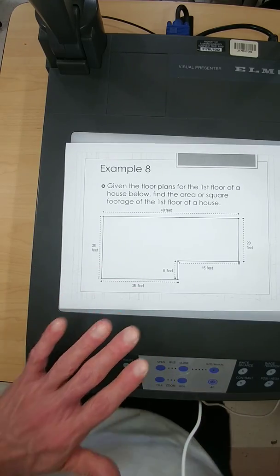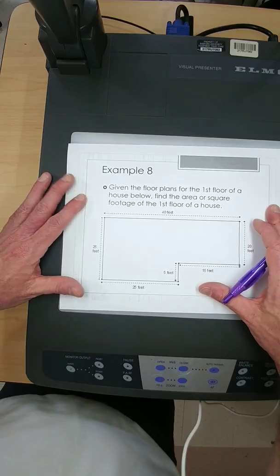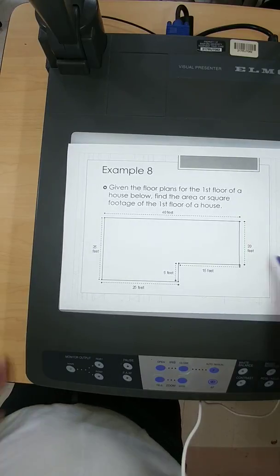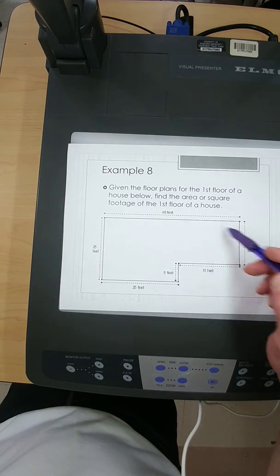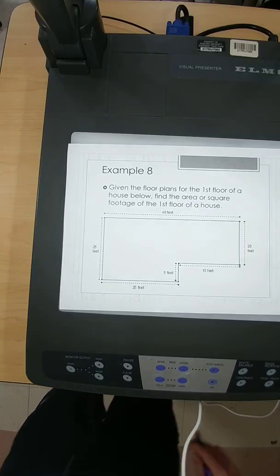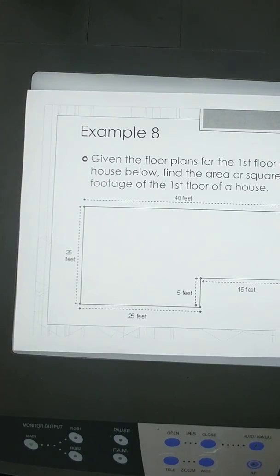Okay, staying with some practical things, like thinking in terms of what you might do around your house. What I have in a picture is the floor plans for a house, and what we have to figure out is, for this first floor of the house, what is the square footage? Well, as you can see, it's an odd shape.